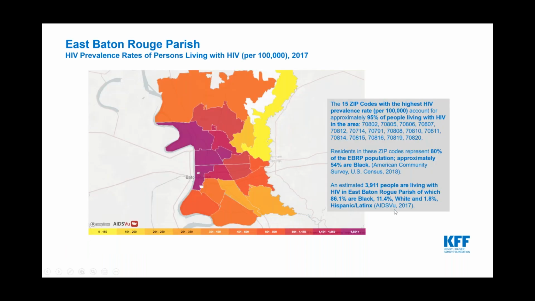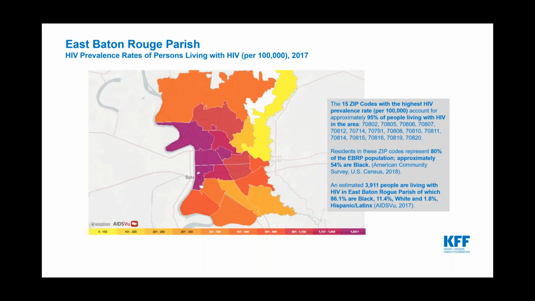So remember that first key question Robin just talked about? Who is the audience, right? So this is where we always start our efforts when it comes to social marketing. So the first thing we did with Louisiana was to look at the demographics of the area. So what we found from reviewing the epi data was that 95% of people living with HIV in the parish resided in just 15 zip codes.